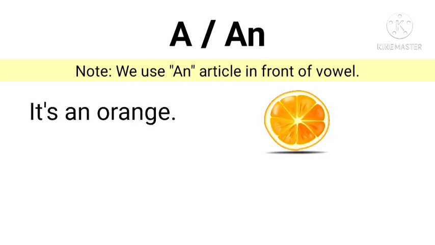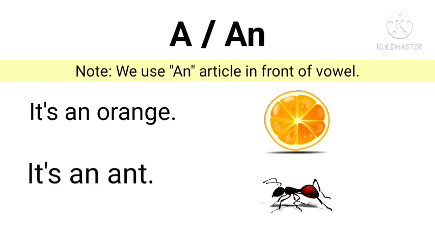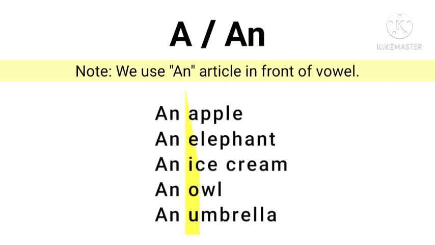It's an orange. O is a vowel, so we use an. Orange is a noun as well. It's an ant. Ant is a noun, and a is a vowel, so we use an. Look at these examples: an apple, an elephant, an ice cream, an owl, an umbrella. There are 5 vowels: a, e, i, o, u.